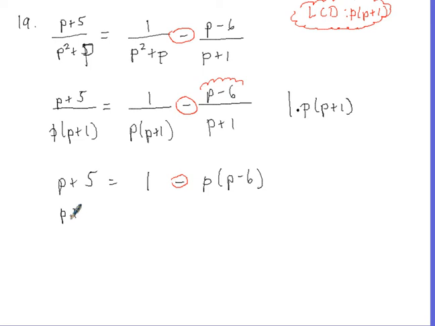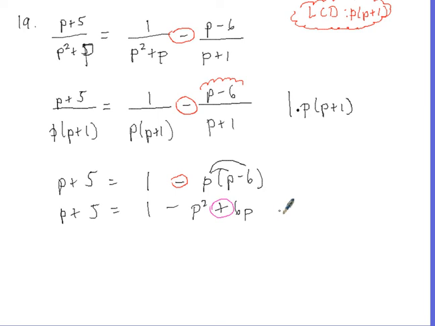So let's expand. P plus 5 equals to 1 minus p times p is p squared, and p times negative 6 is minus 6p, but there's a minus here. Minus p times negative 6, that is plus 6p. Watch out here. This is the tricky part. Okay, the rest is much easier.